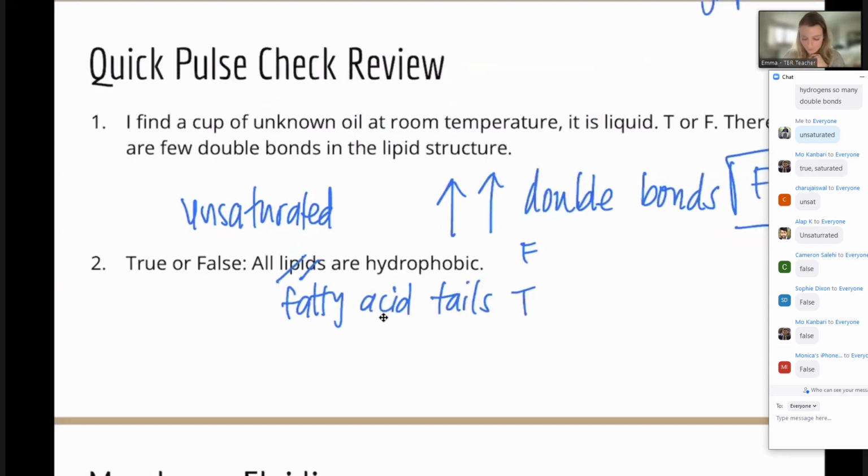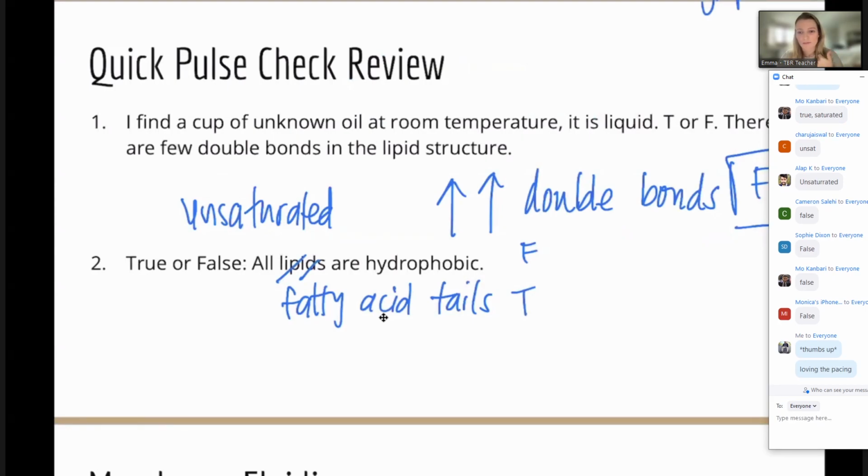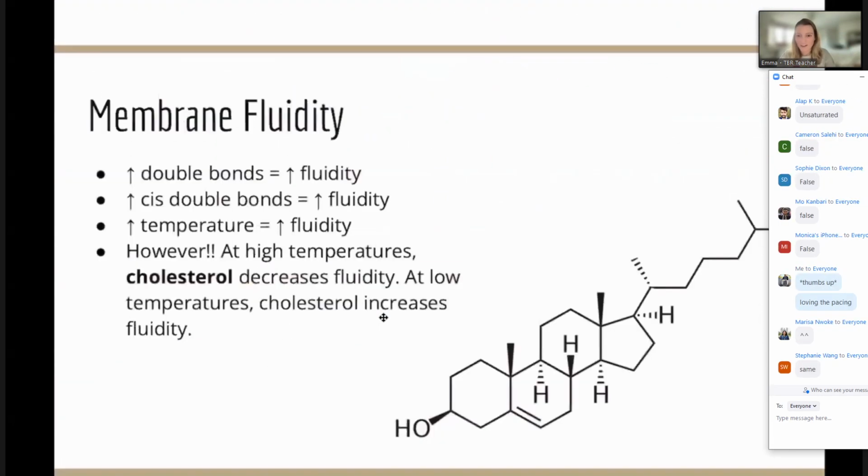Okay, we're going to move on. How are we doing? Feel free to give a thumbs up. Feel free to chat any questions in before we move on. We're going to talk about membrane fluidity, parts of the plasma membrane, all the proteins, all those fun things. Thanks, Jonathan. Thumbs up. Pace is better today, hopefully. Excellent. All right, we're going to move on.